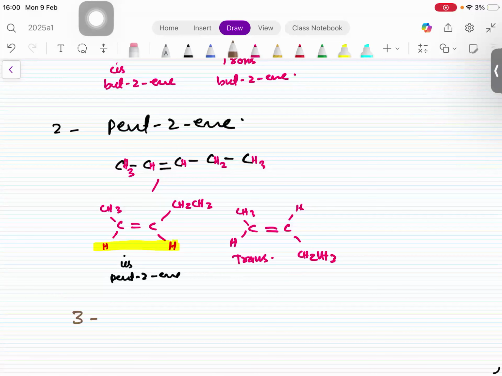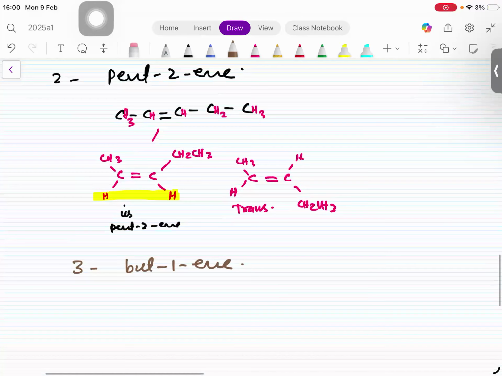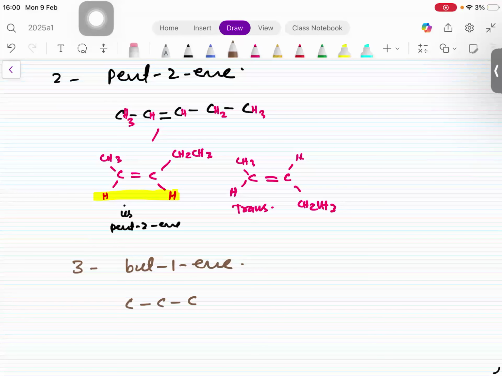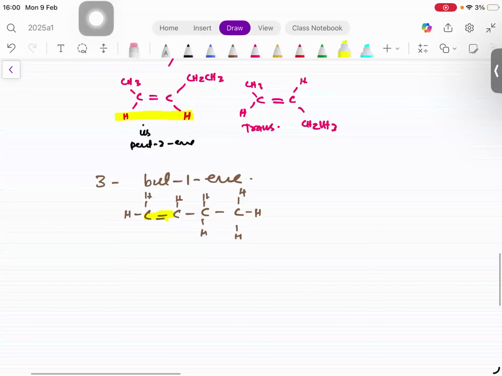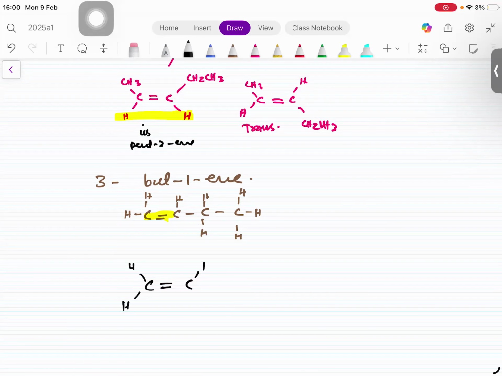Number three, look. If it is a but-1-ene, what about this? Look at this, 1, 2, 3, 4. This is but-1-ene. Now look at the carbon which has the double bond. Please pay attention. Here is the double bond. The first carbon has what? Two hydrogens. So as soon as I see two hydrogens attached, I'll understand they can't have cis-trans isomerism.